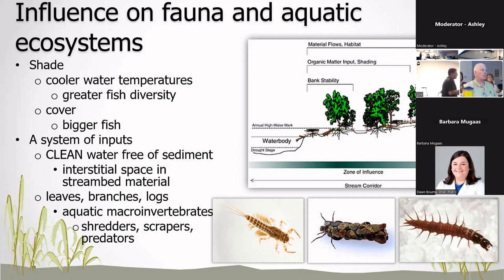So again, it's a system of inputs, and it's also putting in leaves and just vegetative material, because there's all these little guys down here. Aren't they lovely? These are some aquatic macroinvertebrates, and they actually have functional groups: shredders, scrapers, and predators. So the shredders are taking those leaves and tearing them into little bits. Then there's another group that's eating those little bits, and then those little bits are feeding the fish.